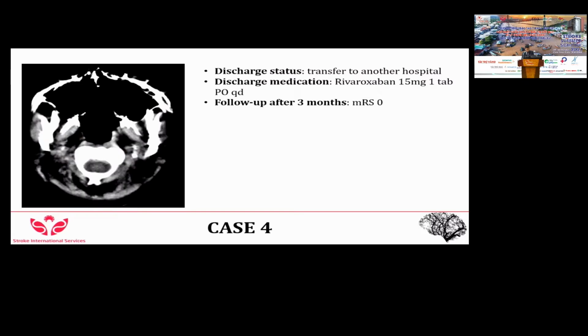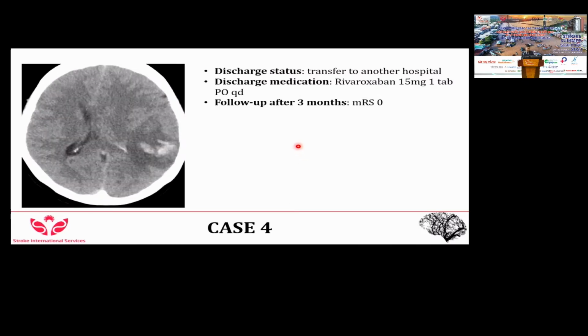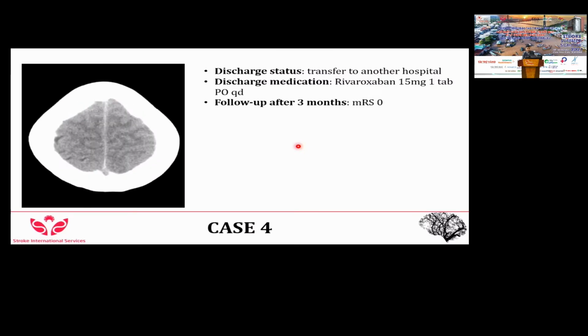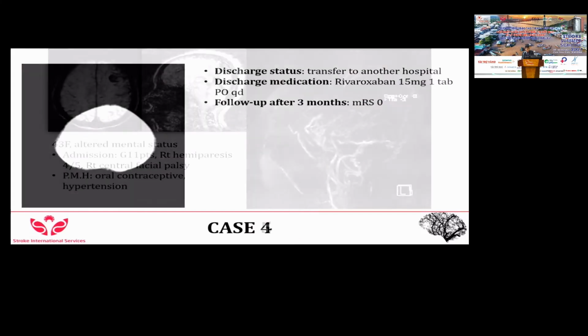And here is the MSCT of the patient when discharged, still hemorrhage on the left side, but the patient needed to transfer to another hospital. After 3 months, when we contacted the relatives, the MRS of the patient was still 0. She can take care of herself independently. The discharge medication given to the patient was still rivaroxaban 50 mg, 1 tab per day.